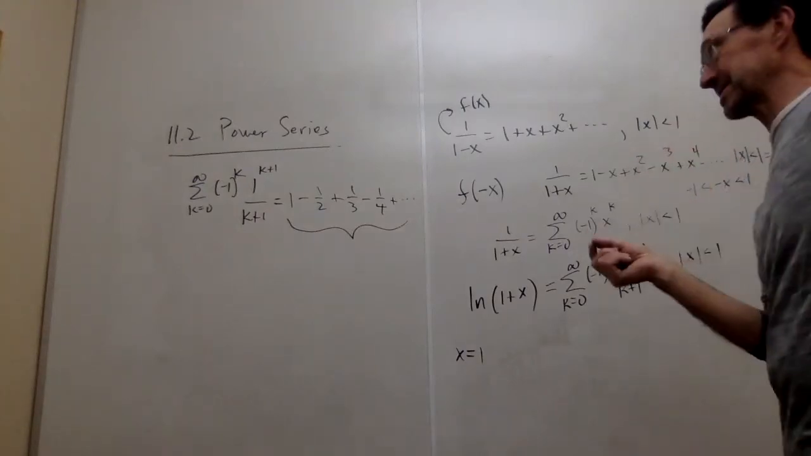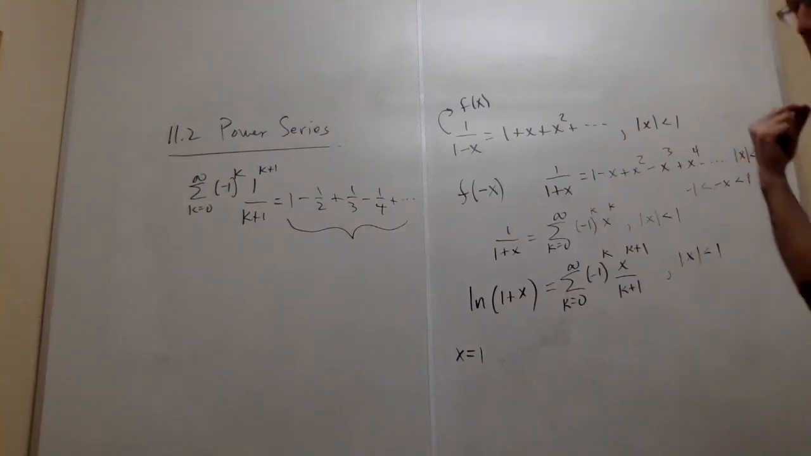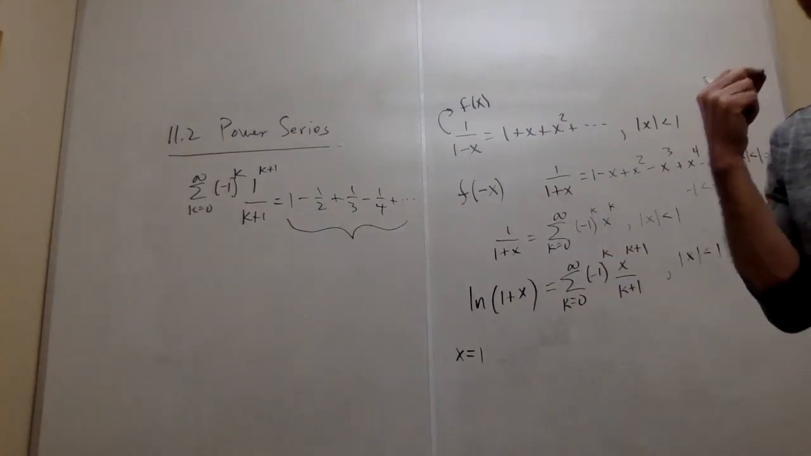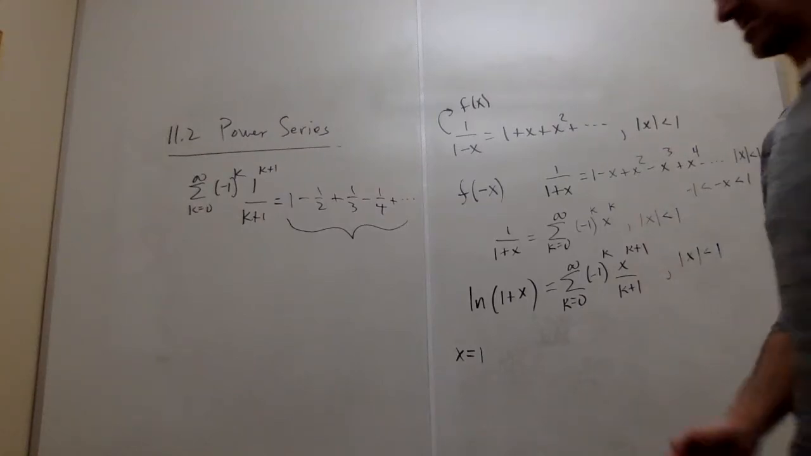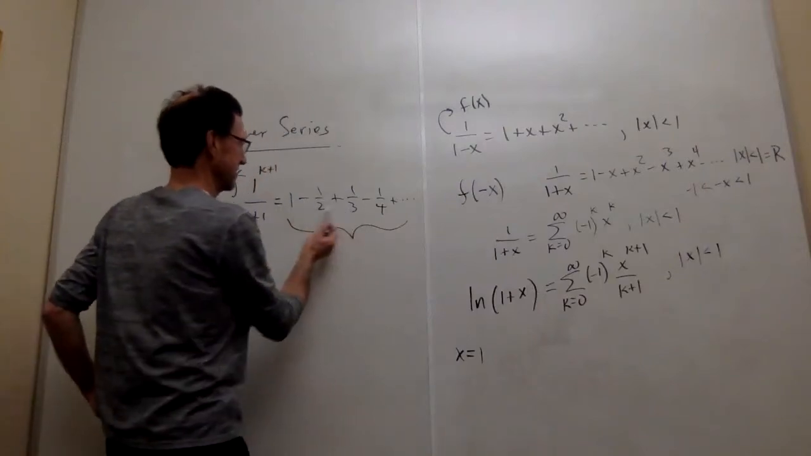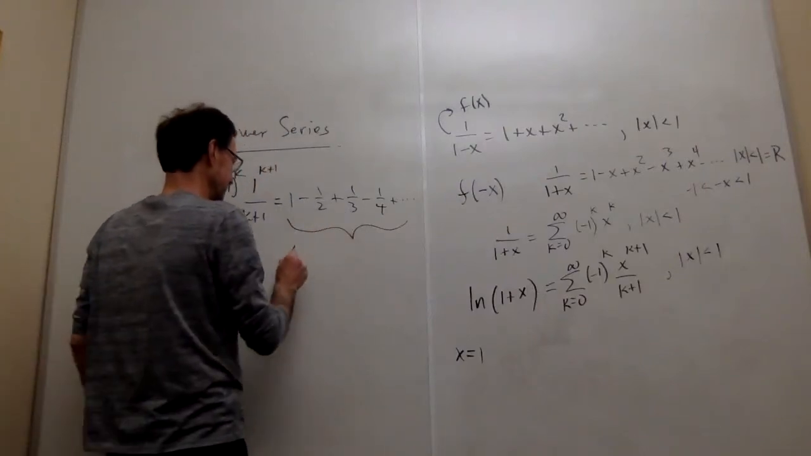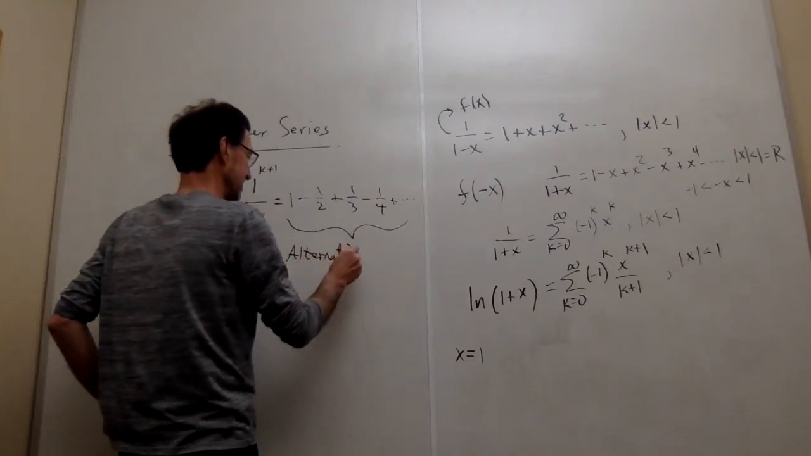One minus a half, plus a third, minus a quarter. We've seen it before, I think, I hope. It's the alternating harmonic series. If the signs were all plus, it's the harmonic series, and since they alternate, it's the alternating harmonic series.